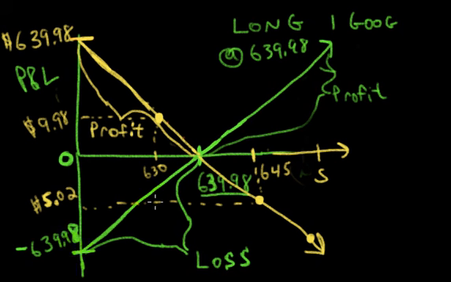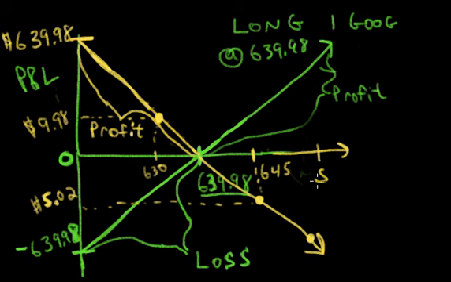Alternatively, if you bought it at $639.98, you would gain money if the price went up. So here's your gaining money. As the price moves up, as S increases, your P&L increases, your profit goes up. You have an infinite amount of profit. And as the price goes below 639.98, you have a limited downside, but it's a big downside. You could lose all $639 down here if Google goes to zero.